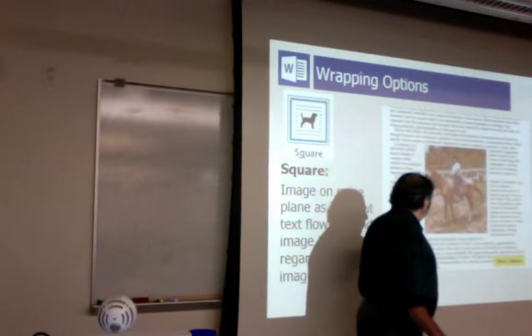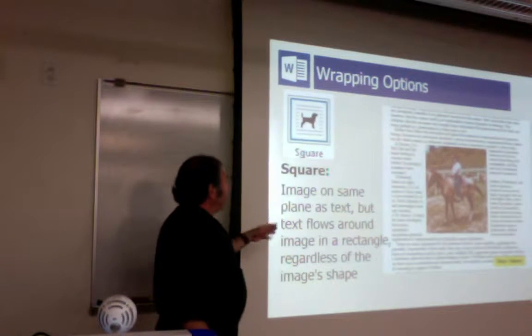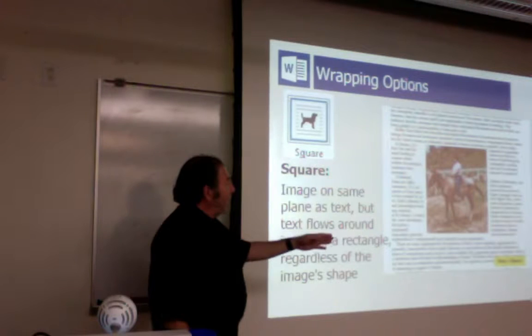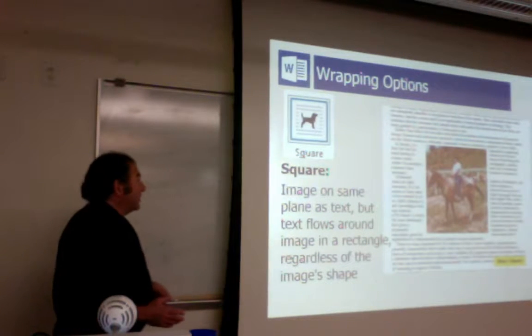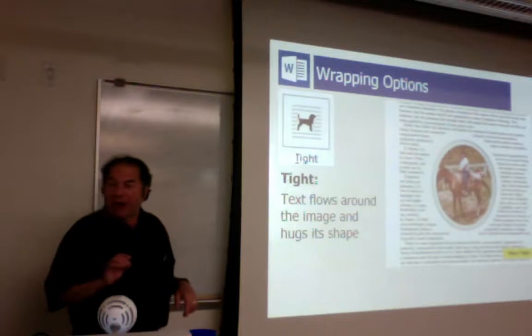Nothing lines up with this, and there's no reason for it to be there. So generally speaking, if you do the square, either a line left or a line right. If you do a line center, have some reason for aligning the picture in the center. Okay? The next one is called wrap tight.